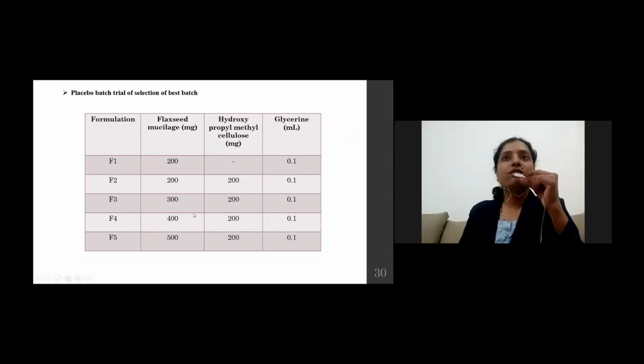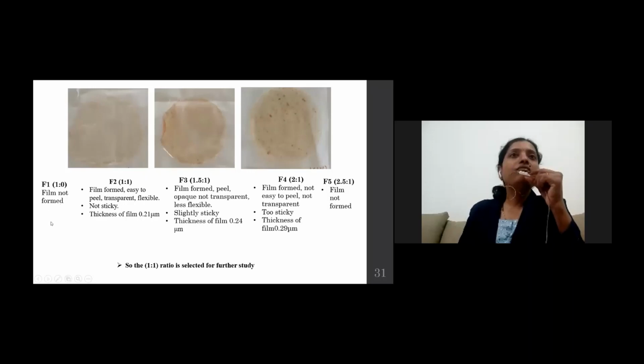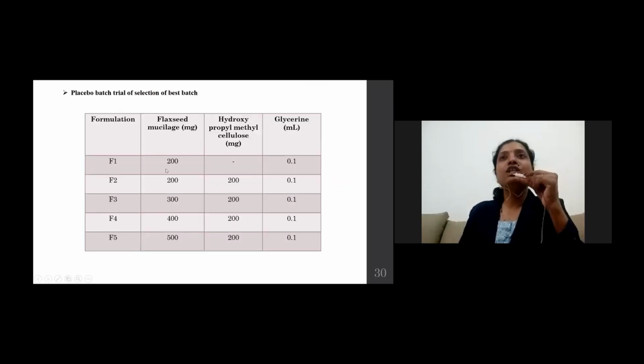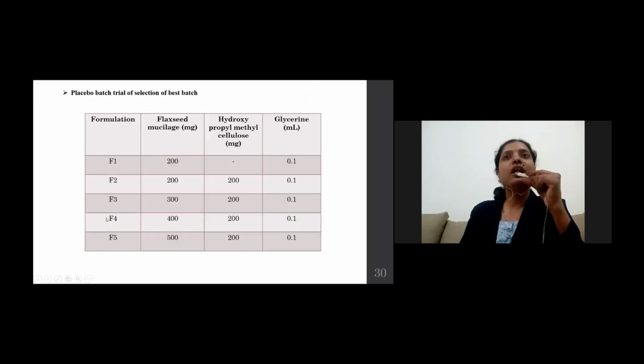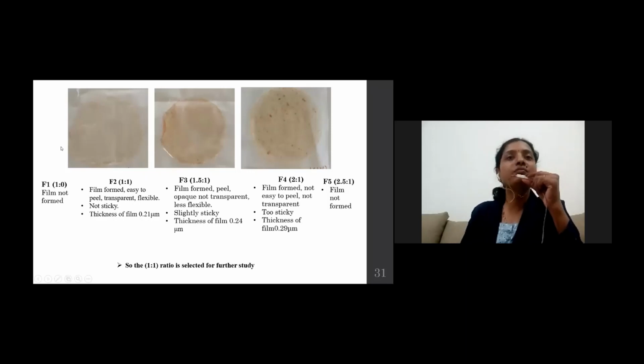When I prepared the films with this kind of composition, the F1 film that contains only flaxseed mucilage doesn't show formation of a film. That means pure flaxseed is too sticky to form the film. Then the F2 film, which contains an equal amount of flaxseed mucilage and HPMC, showed perfect formation of the film. The film was not sticky and the thickness was optimum.